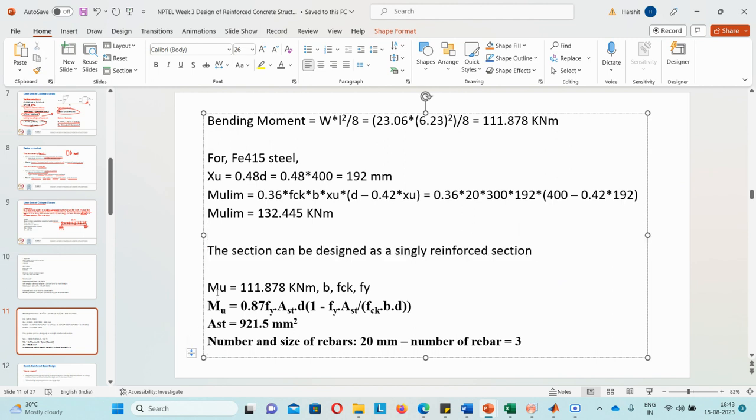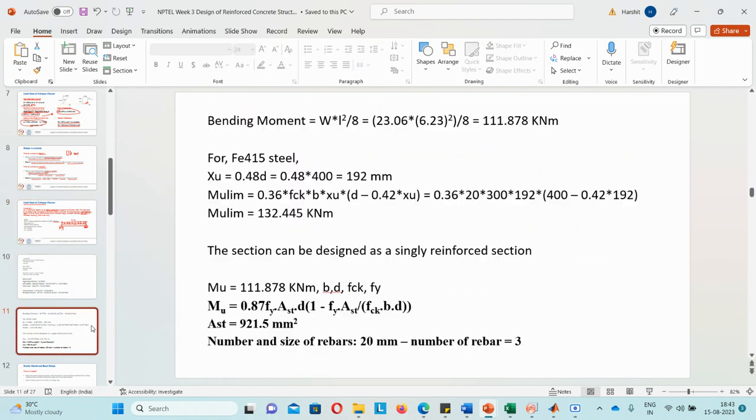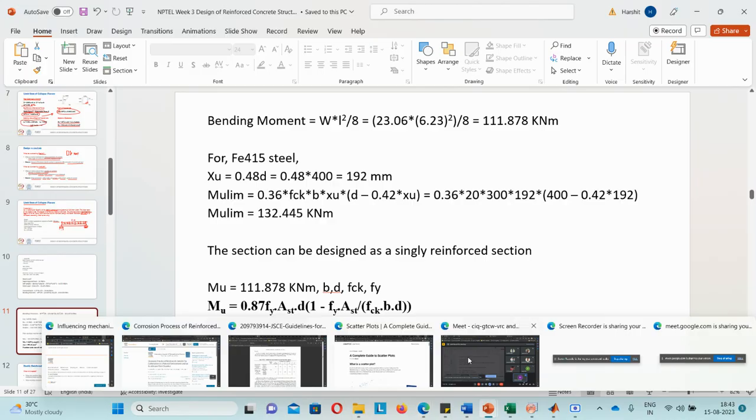And then for known bending moment, B, D, fck and fy, we calculated Ast and we provided a suitable number and size of rebars. Okay, is everyone clear with the solution?